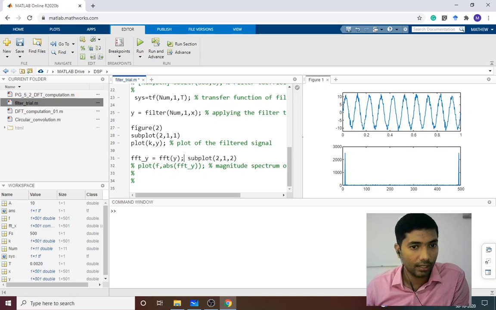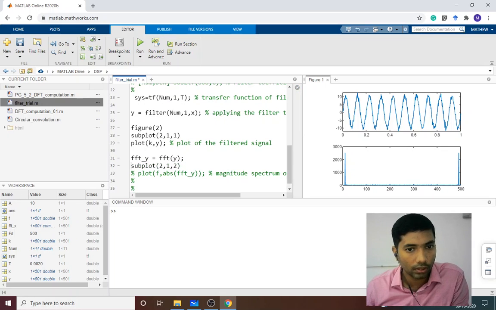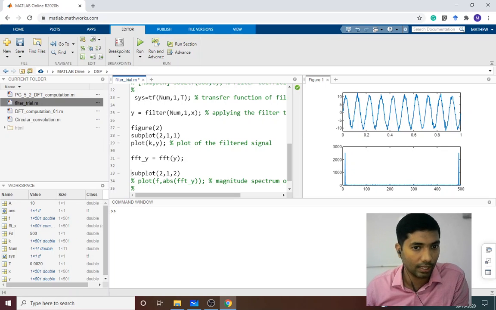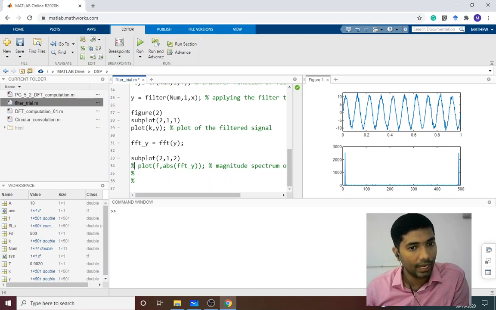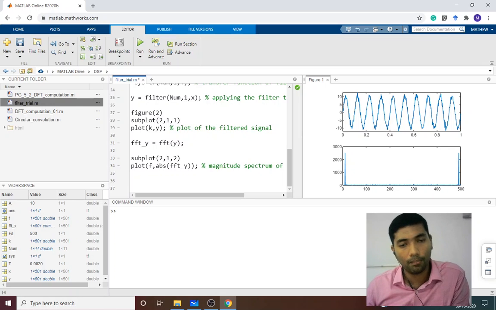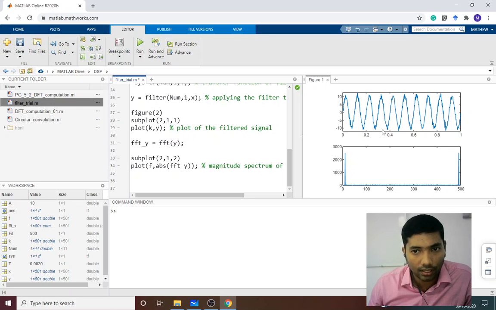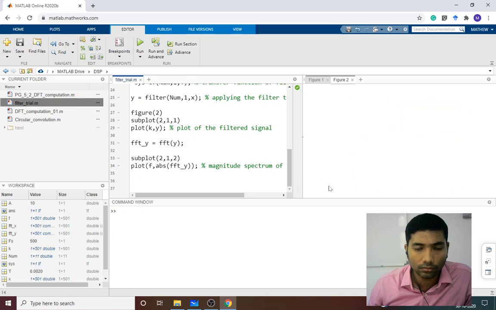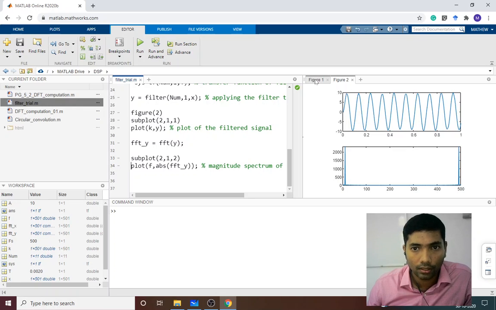In order to find the frequency transform or Fourier transform, I am using the command FFT, and I am plotting the magnitude spectrum as well. So as a second figure, I am plotting the filtered output as well as the magnitude spectrum. Let me try to run this. So you can see that two figures have come.